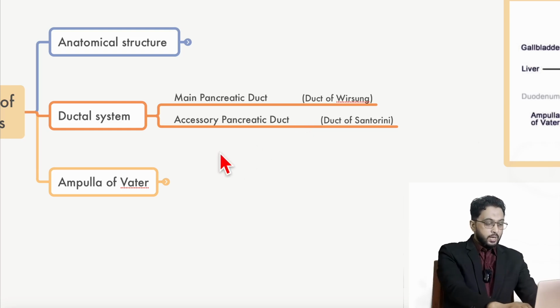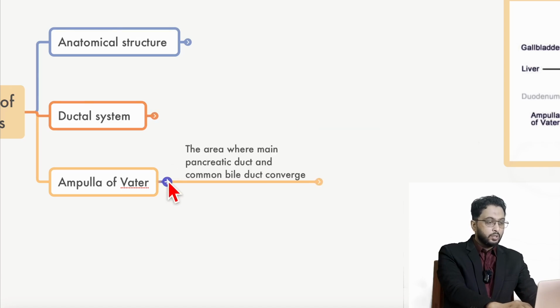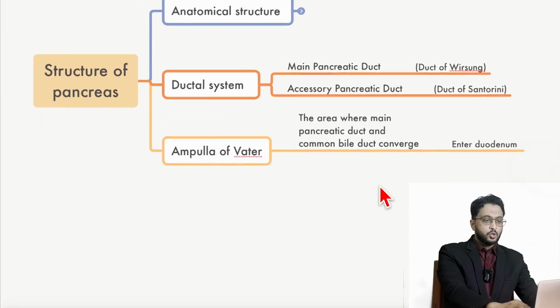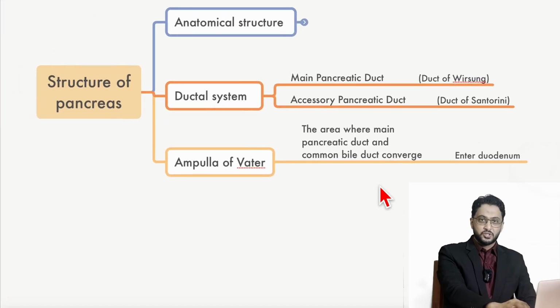Now the next thing to know is the ampulla of Vater. I told you that it's where your main pancreatic duct joins your common bile duct, and they converge and enter into the duodenum finally. So that is all about the structure of the pancreas.